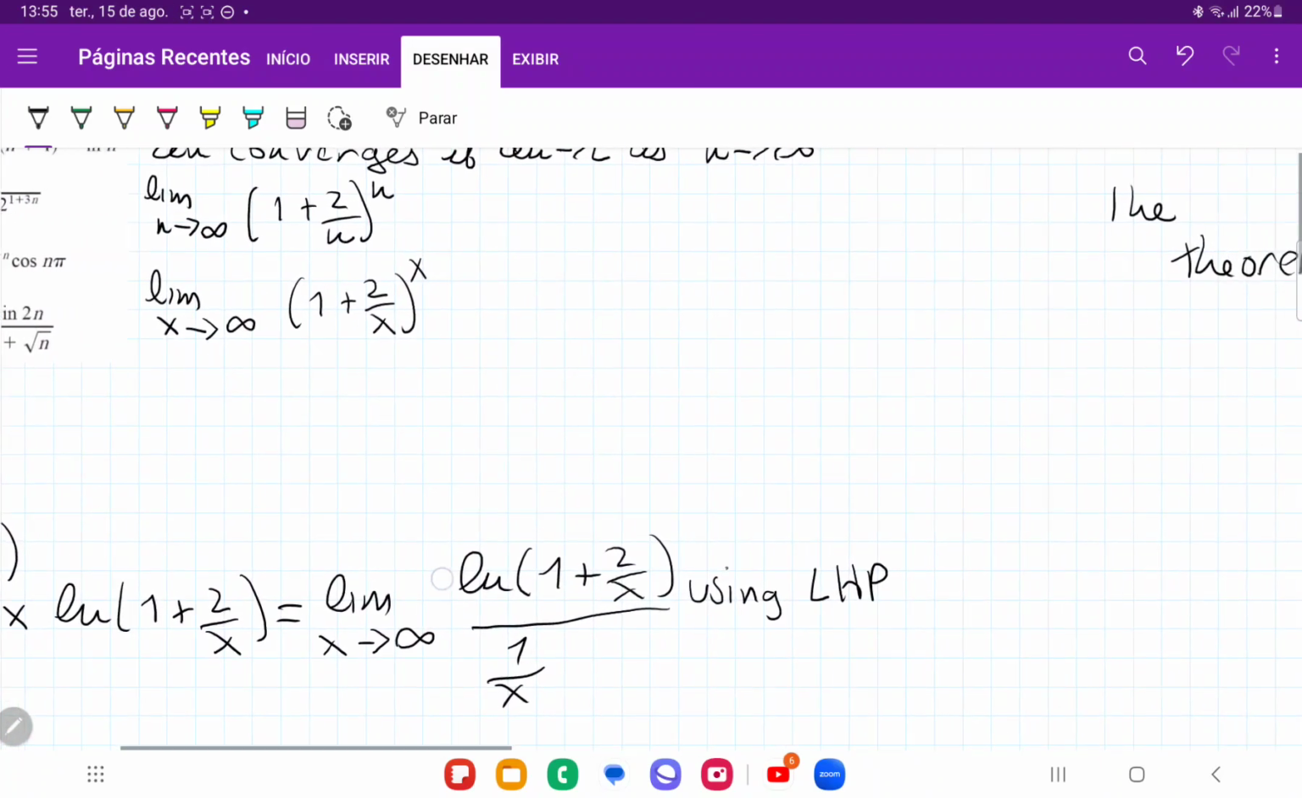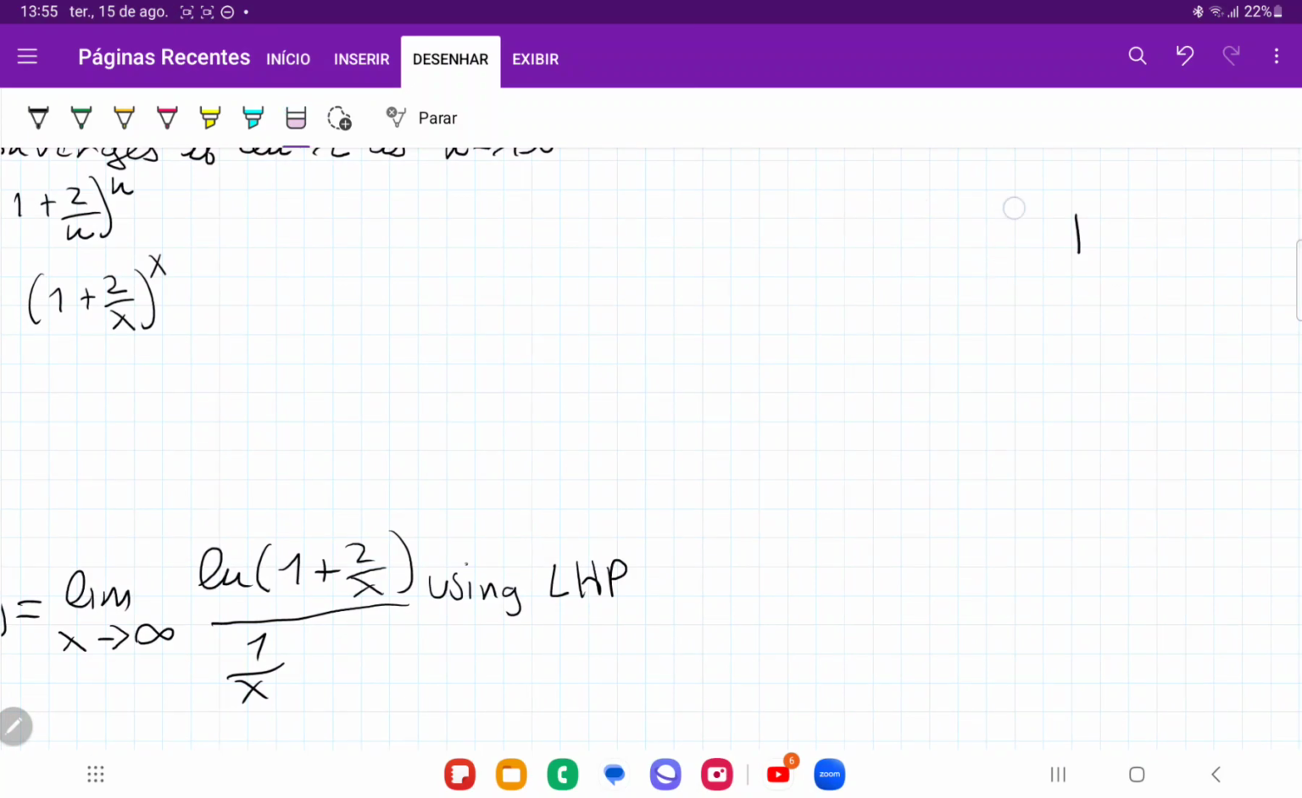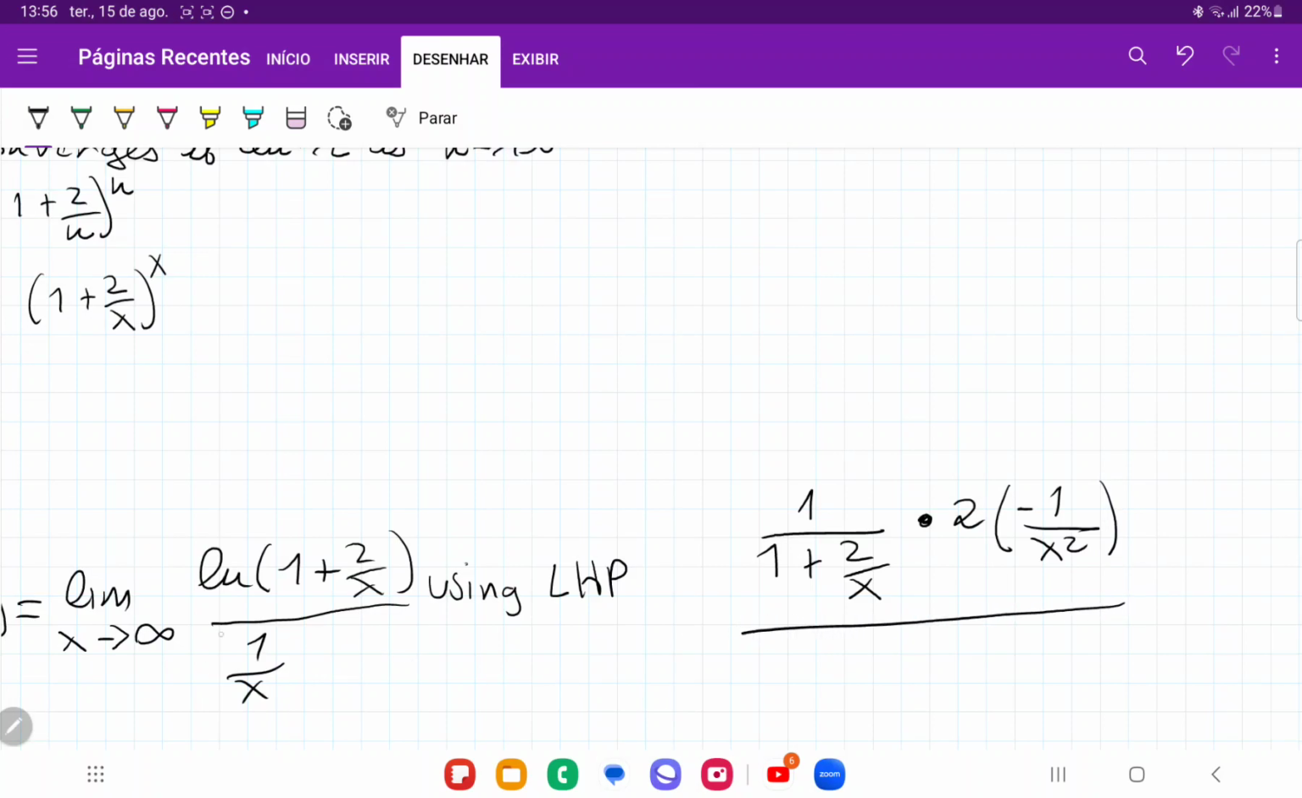we have to take the derivative of the guy on top and the guy on the bottom, right? So the derivative of the guy on top is going to be 1 divided by 1 plus 2/x. That's the derivative of ln, 1 divided by the argument, times the derivative of the argument, right? So the derivative of 1 is 0. The derivative of the argument is going to be 2 times negative 1/x squared, and then over the derivative of the bottom. So the derivative of the bottom is just going to be negative 1/x squared.